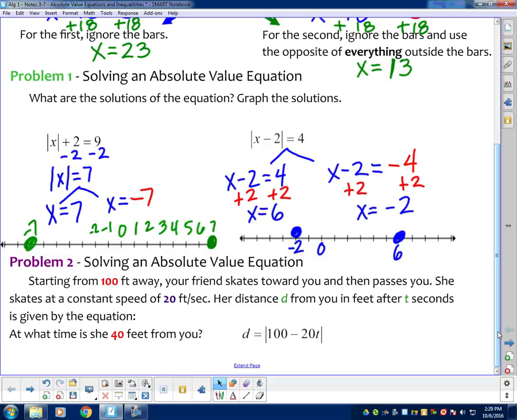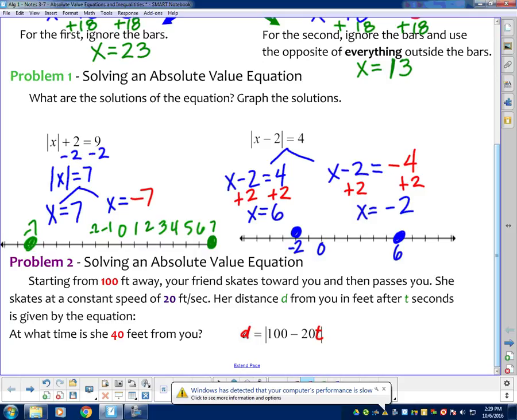Okay, so they've helped us with an equation here. Starting from 100 feet away, your friend skates towards you and then passes you. She skates at a constant speed of 20 feet per second. Her distance d from you in feet after t seconds is given by the equation. So they want to know at what time. Remember, the d is standing for distance and the t is standing for time.